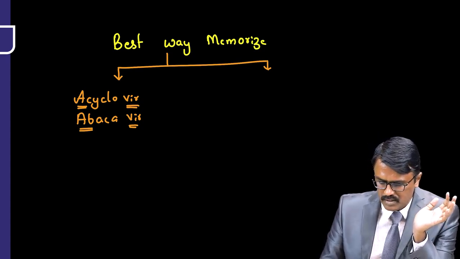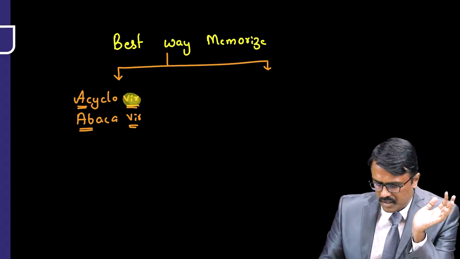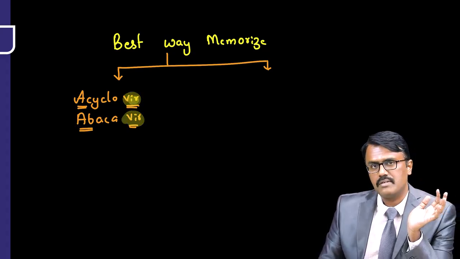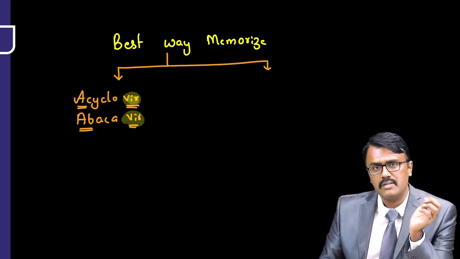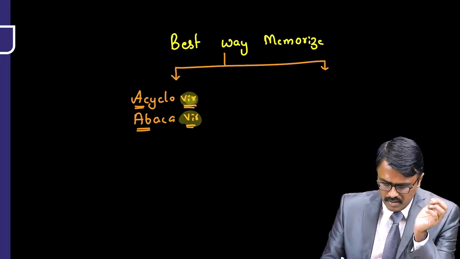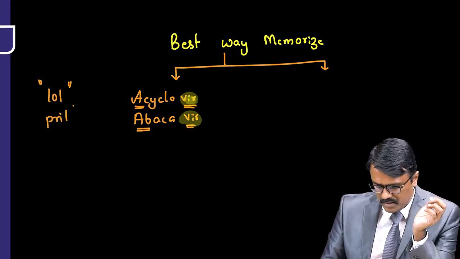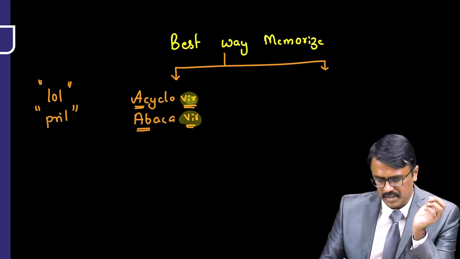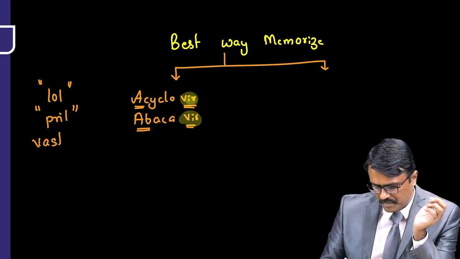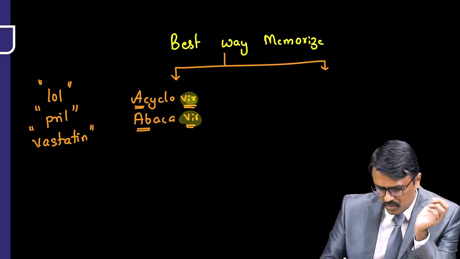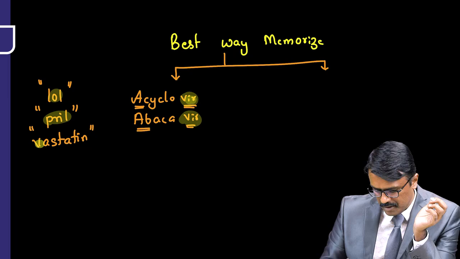And one more clue is, every such drug will have the suffix vir. So it is used for virus. I'll give you some more examples. If the drug ends with lol, these are called beta blockers. If the drugs end with prils, they are called ACE inhibitors. If they end with vastatin, they are HMG CoA reductase inhibitors. So if you know these clues, it's very easy to memorize the drugs.